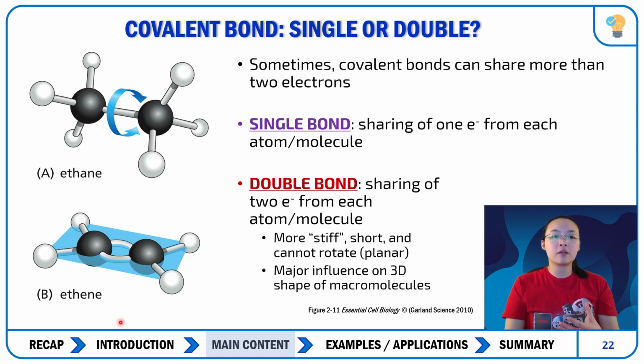So if we have 2 single bonds together, this whole molecule is just going to become stiff. Instead of rotating, we deem it a planar molecule. And these double bonds are going to play a significant role in determining the 3D shapes of different macromolecules, as we'll see later on in the course. So definitely remember that the orientation and also the different possible configurations of molecules are going to be affected by whether you have a single bond or a double bond.